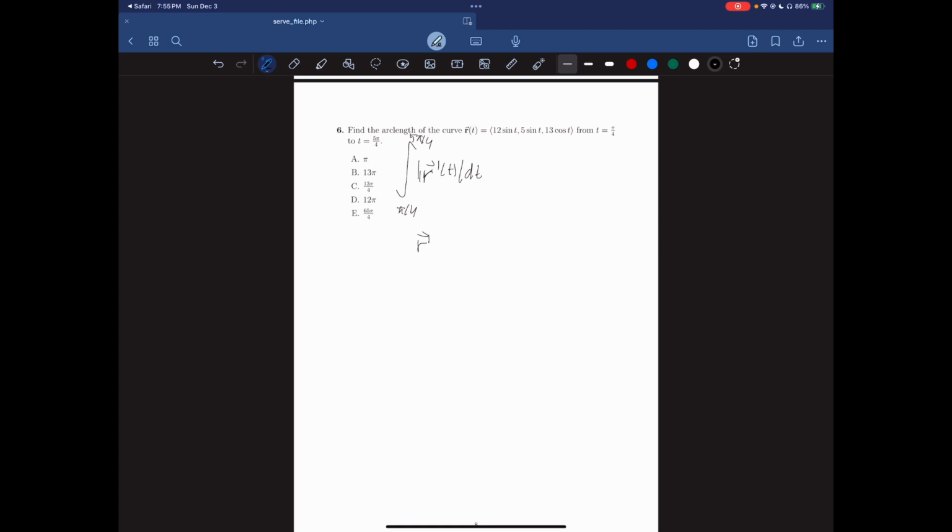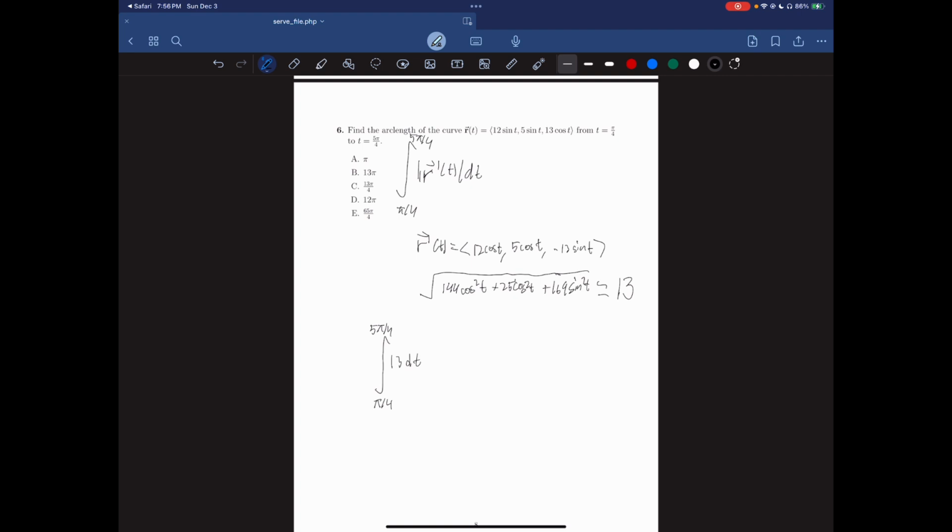So finding r prime of t will be in our best interest first. That'll just be 12 cos t, 5 cos t, and okay, I'm going to fix that t here. It doesn't look like a t. Okay, 13 sine t. And then we can, of course, find the magnitude of that. So drawing a big, nice square root, we're going to get 144 cos squared t plus 25 cos squared t plus 169 sine squared t. And if we use our identities, we're going to get 169 cos squared t plus 169 sine squared t, which we can just simplify to 13. It's very nice. So really just integrating from pi over 4 to 5 pi over 4 of 13 dt.